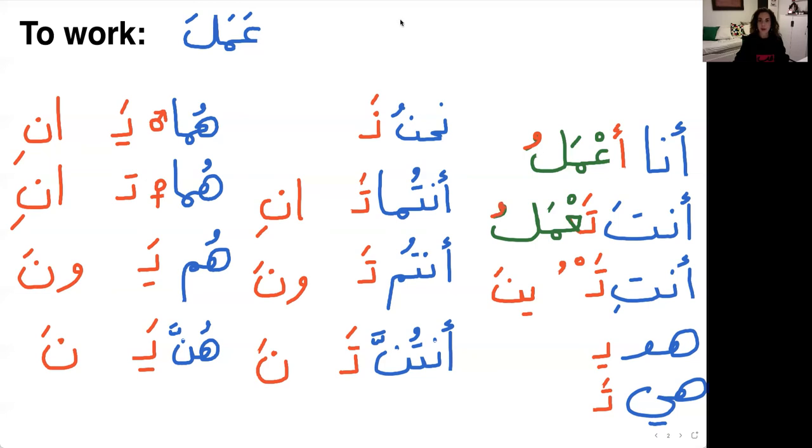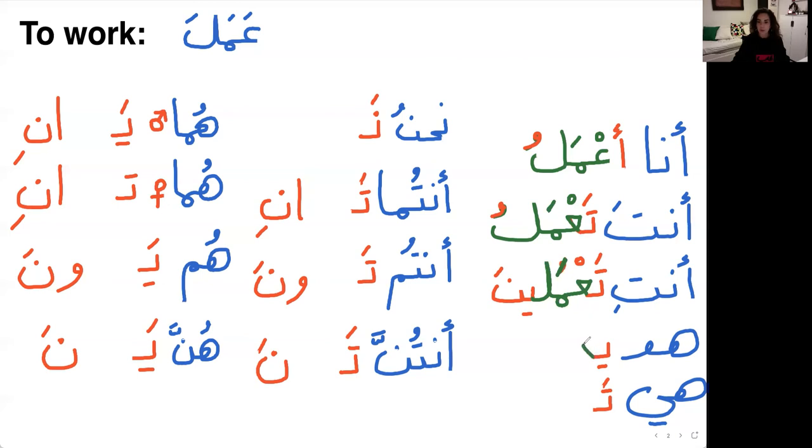Then we go to أنتِ, تا, so ع with sukun, م, لين. So this is the fatha, right? So أنتِ, تا, sukun, fatha, لين. So تعملين. Repeat. أنتِ تعملين. You work.